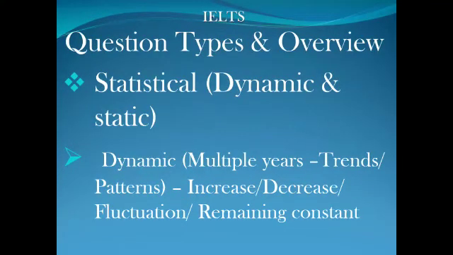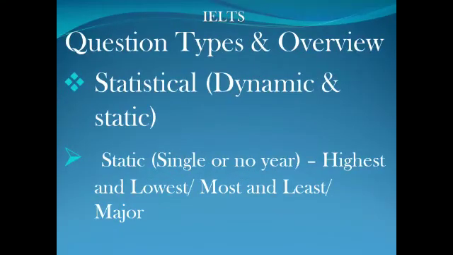So this is what you're doing when it's a dynamic statistical information question. Then if it's a static one, what do you do? You're looking at the 2 extreme points, the highest or the lowest, or the most and the least. Sometimes you deal with abstract terms, and so you have to focus on the major. For example, if you're looking at reasons why people cycle to work, numbers will be assigned to these reasons. So you just focus on the major ones and report the number.